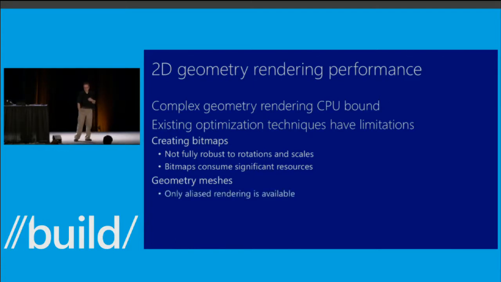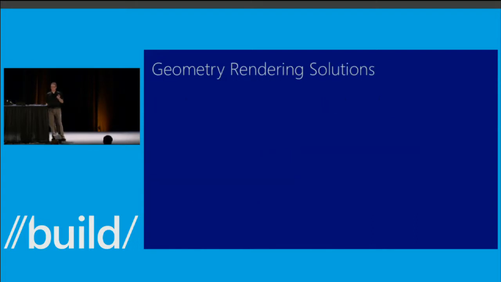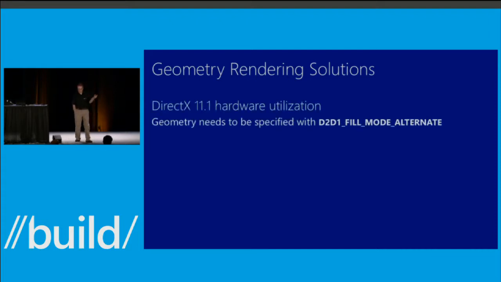The limitation with geometry meshes is that, from a rendering perspective with D2D, only aliased rendering is available. That means if you want high quality anti-aliasing, which is what most 2D applications want to see, this is a limitation. So there are two solutions. If you have 11.1 hardware, there's actually hardware support. We actually utilize that hardware. There's a feature in 11.1 hardware called TIR, which allows us to do a lot of the anti-aliasing and rasterization more easily using that hardware.